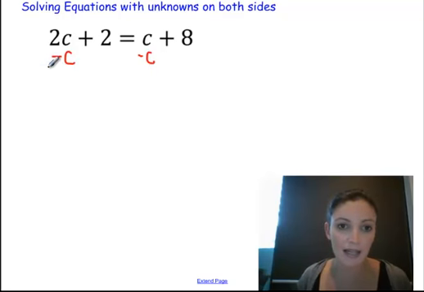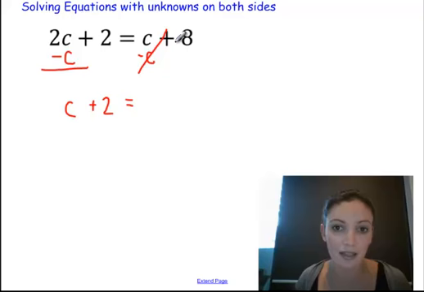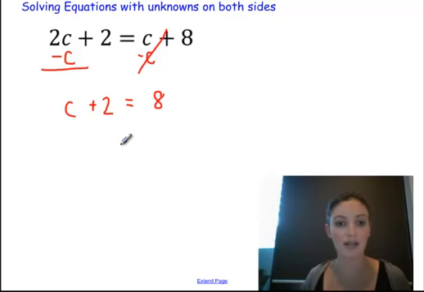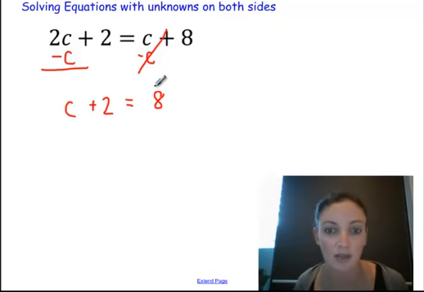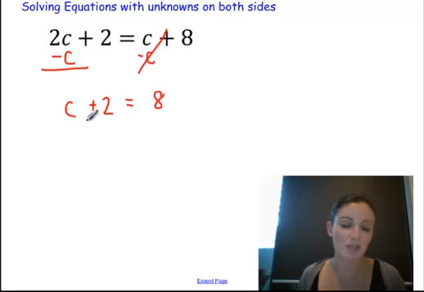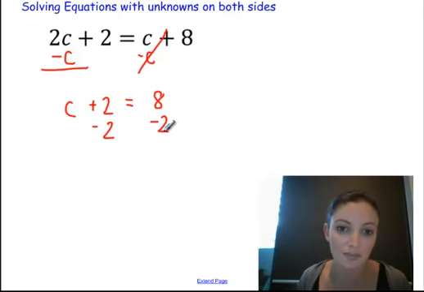So what happens then is when I take away c from this side, I've got 2c minus c, which just leaves me with 1c, and then I still have this plus 2 on the left. And then c minus c, that's just 0. So all I'm left with is 8. And look, I've got a nice simple equation. So I've dealt with the variable on one side so that I've just got an equation that I know how to solve. So c + 2 = 8. I know now that I just need to take away 2 from each side. And that gives me c = 8 - 2, which is 6.